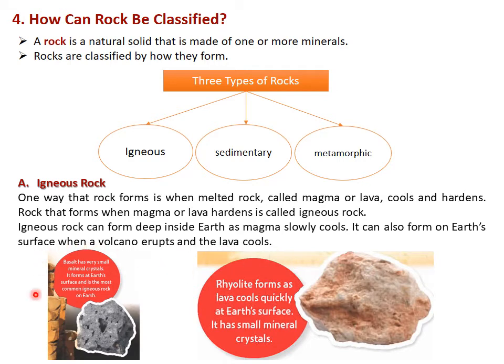So in the first picture on the left, we can see that basalt has very small mineral crystals. It forms at Earth's surface and is the most common igneous rock on Earth. In the second picture, we can see that rhyolite forms as lava cools quickly at Earth's surface. It has small mineral crystals.